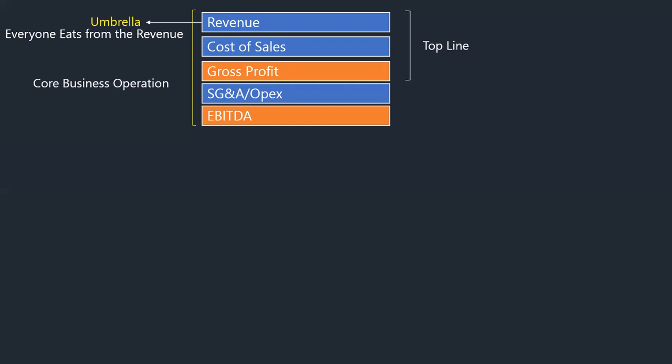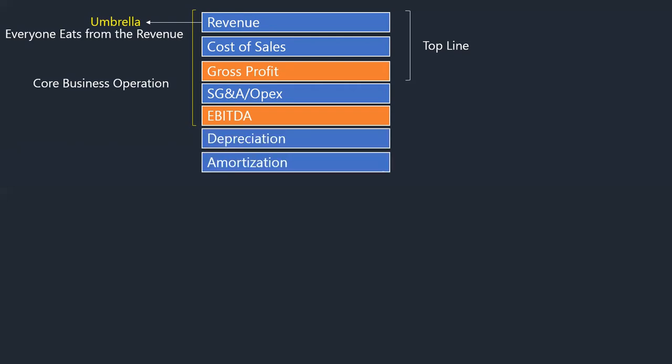Now, for the forecast, okay, let's take it one by one. After that, we now have our depreciation and amortization, which is more related to the use of our assets. You see, everything below that EBITDA is more of a management decision. They deal with management decision.